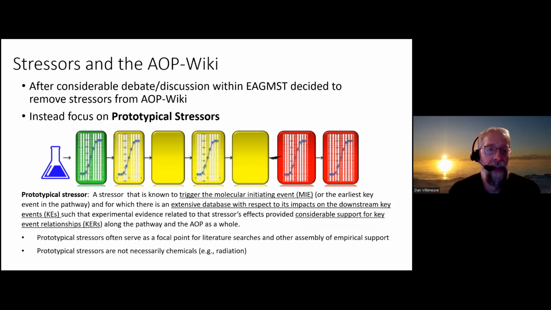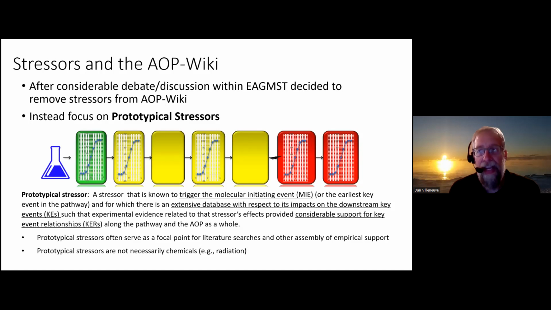After considerable debate and discussion within the extended advisory group on molecular screening and toxicogenomics, and discussion within a working group on stressors, it was ultimately decided to remove stressors from the AOP-Wiki and instead focus on the concept of prototypical stressors. Here, a prototypical stressor is defined as a stressor that is known to trigger the molecular initiating event of an AOP and for which there is an extensive database with respect to its impacts on downstream key events, such that it provides considerable support for the key event relationships across the AOP as a whole.